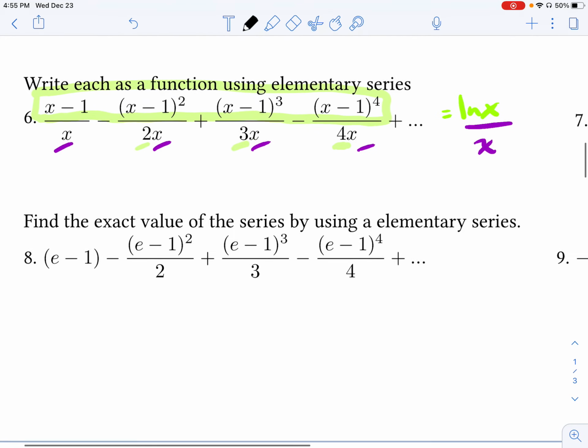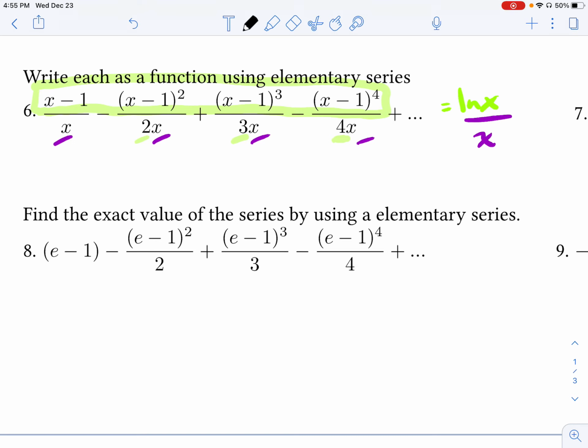Now, number 8, we're trying to find the exact value of this series by using what we know about an elementary series. So again, take a look at this particular series here, and ask yourself, does this look at all like any of the elementary series above? So again, pause the video and see if you can recognize it. And hopefully it didn't take you very long because it's pretty identical to what we have above. Clearly, this is the natural log of x series. Well, what are we doing here? We're just replacing all of our x's with an e. So really, this is just the natural log of e. And what is the natural log of e? That's just equal to 1.